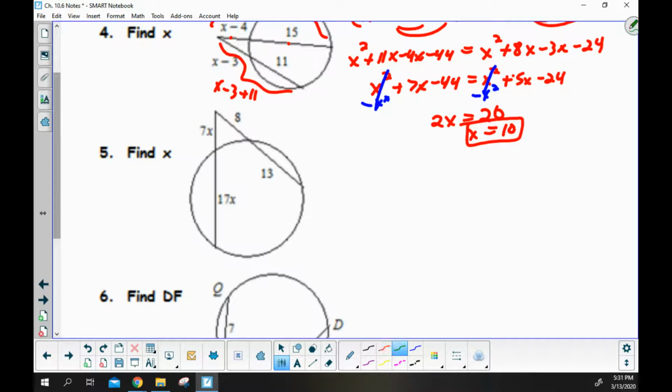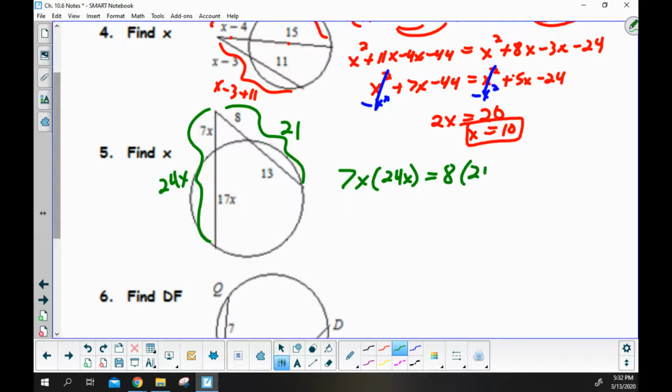All right. Let's look at the second one here. So again, external part, and then they give us the inside. So here we go. We want to find the whole thing. In this part, 8 and 13 give me 21, and 7x and 17x give me 24x, because you're adding them, not multiplying them. So we look at it. Let's start with the x secant. 7x times 24x, external part times whole, equals 8 times 21.